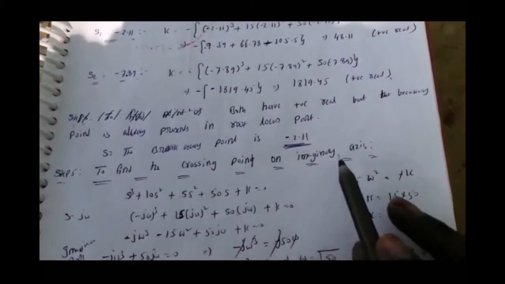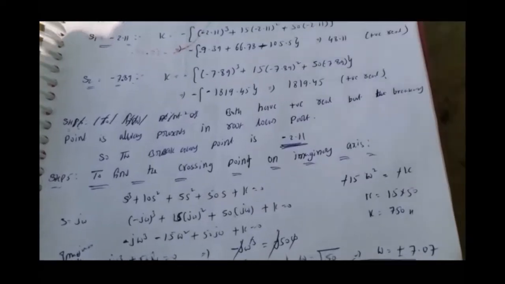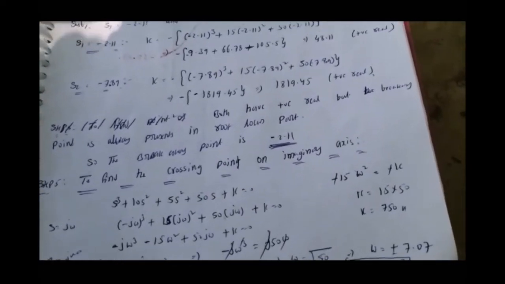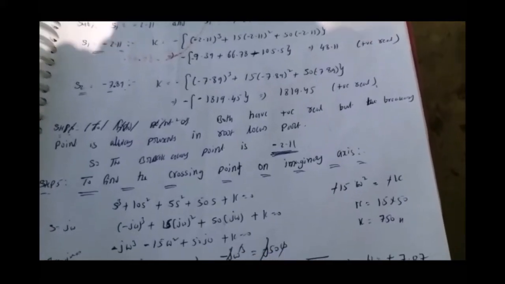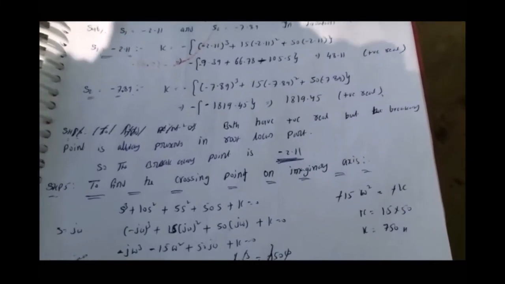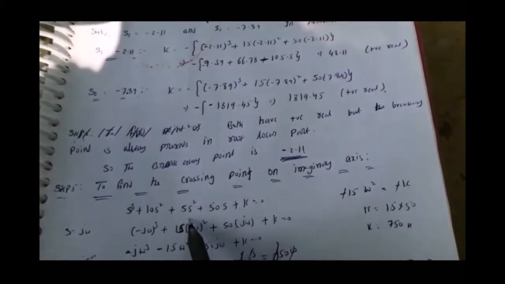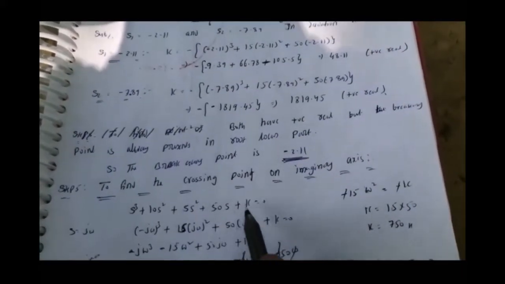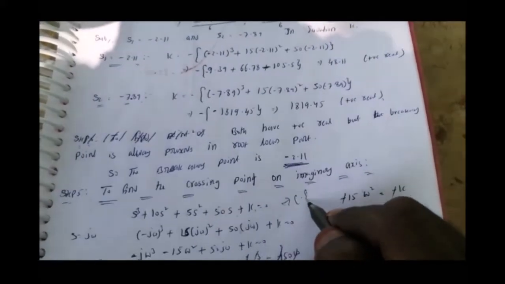Let's move to the next step, that is to find the crossing point on the imaginary axis. How does the root locus cross the imaginary axis and how will it be found? These points also we can find from the characteristic equation. So this is the characteristic equation: s cubed plus 15s square plus 50s plus k equals 0.